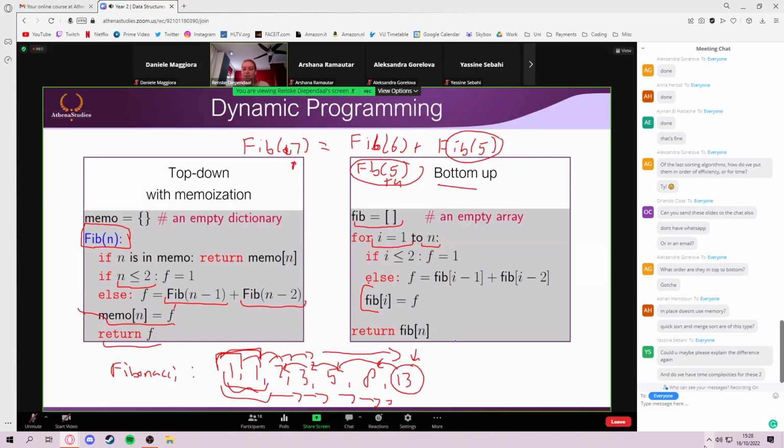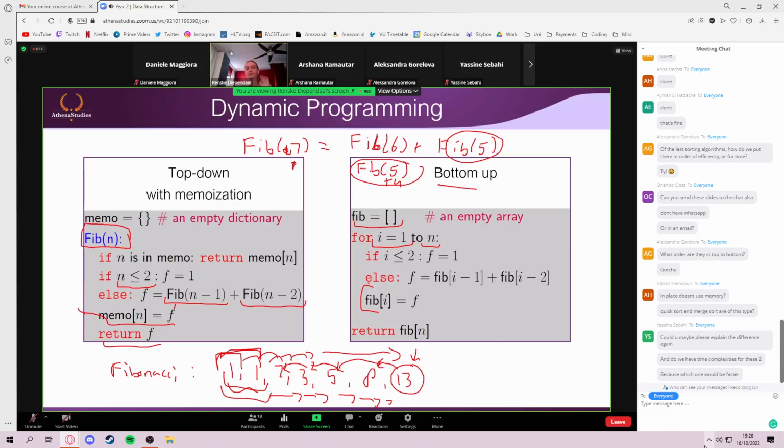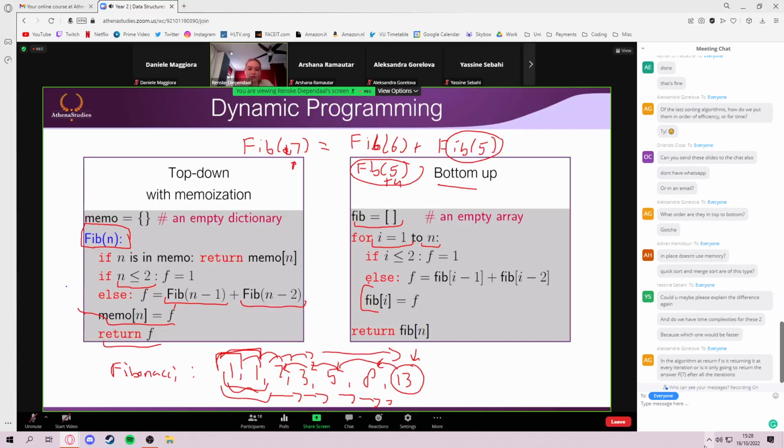Do we have time complexities for these two? I don't think I have those in my slides. Let's see. Yeah, it is more of an example. I don't think we really need time complexities, but we can try to calculate it, right?